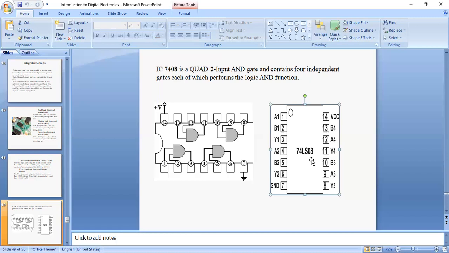Now, this is the pin configuration. This is a 14 pin configuration IC. Here they represent A1, B1, Y1. A1, B1, Y1 belong to one AND gate. A1 and B1 are the two inputs of that AND gate, and Y1 is the output of the AND gate, which will be connected here so that we get the output.